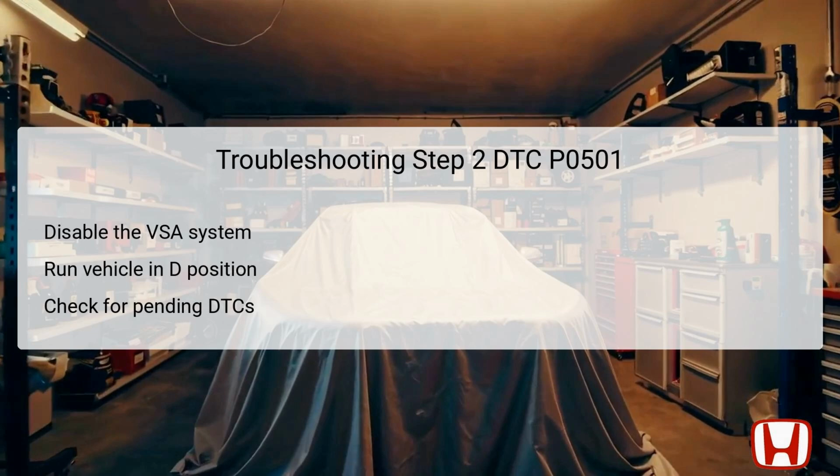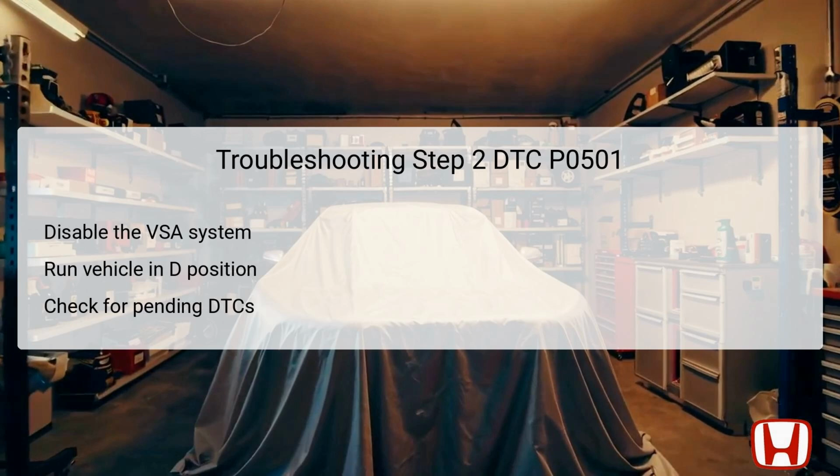In the second step, disable the VSA, Vehicle Stability Assist System, by pressing the VSA off button. This is crucial as the VSA can interfere with speed sensor behavior under certain conditions. Start the engine and run the vehicle with the shift lever in D position, maintaining engine speed at 1000 RPM or higher. After driving, it is important to release the accelerator pedal for at least 4 seconds while allowing the wheels to slow down. Following this procedure, use the HDS to check for any pending or confirmed DTCs.